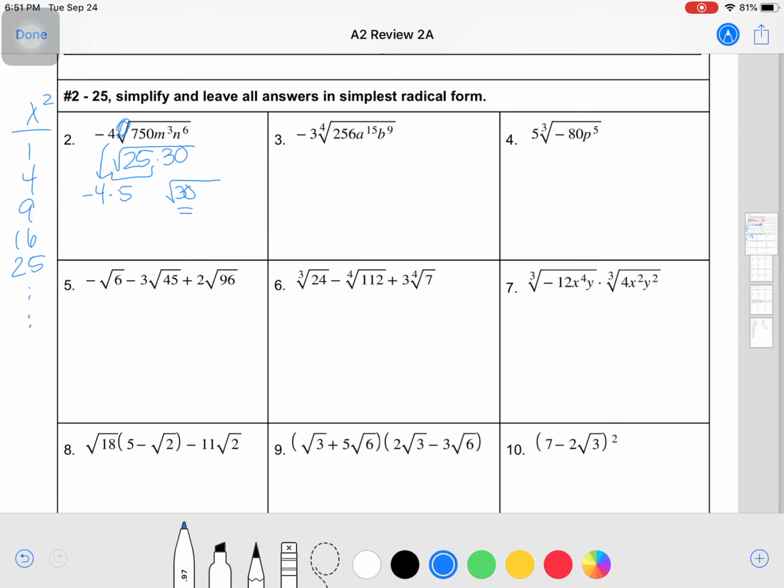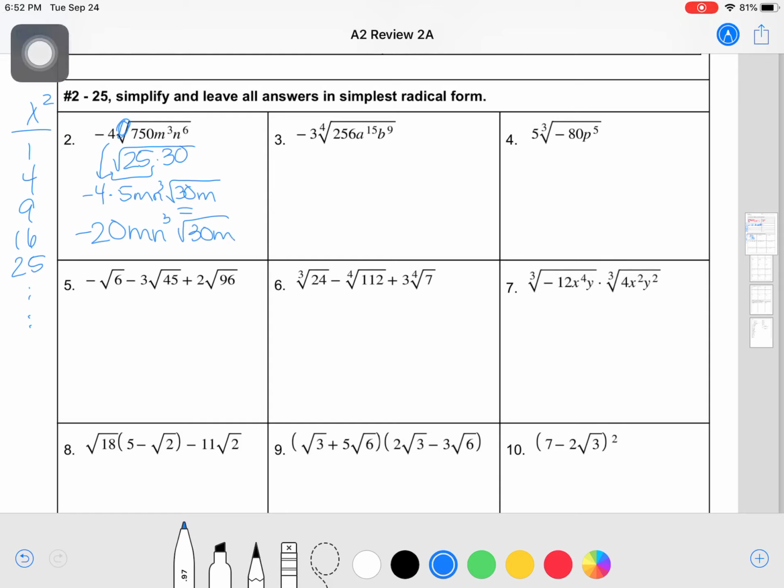Looking at your variables, you have 3 m's, which means I can take out 1, but 1 will be left inside. And if I have 6 n's, I can make 3 groups of 2. So I will have an n cubed outside and none left inside. So my final answer is -20 mn cubed times the square root of 30m.